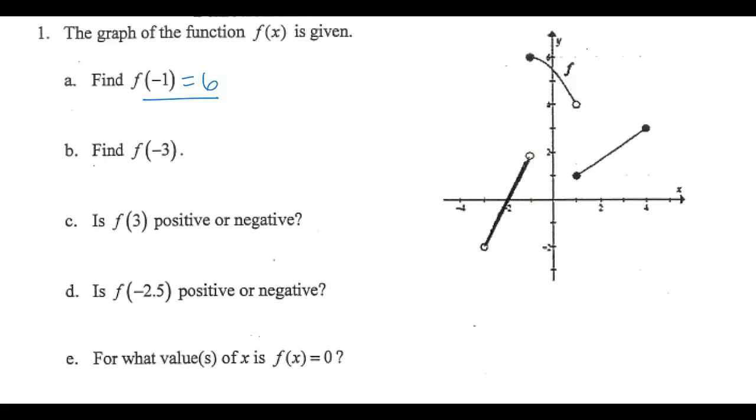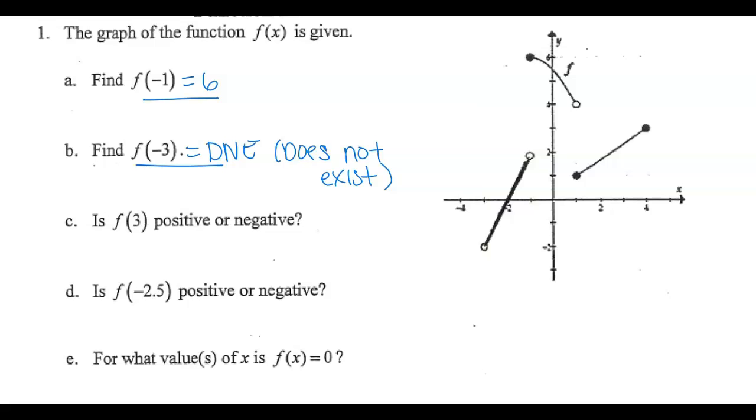For f of -3, same concept. We need to look at the graph like Andrea did at -3, which is here. If you look at this whole vertical line where -3 is, there's only one point, and this point down here is open. Does an open circle exist, if there's not anything filled in? No, if it's open, it doesn't exist. So unfortunately for us, for f of -3, we're going to put DNE. That means that it does not exist.